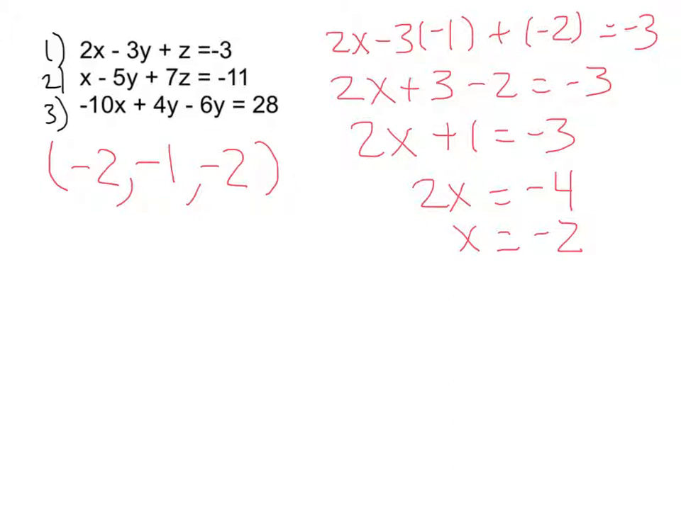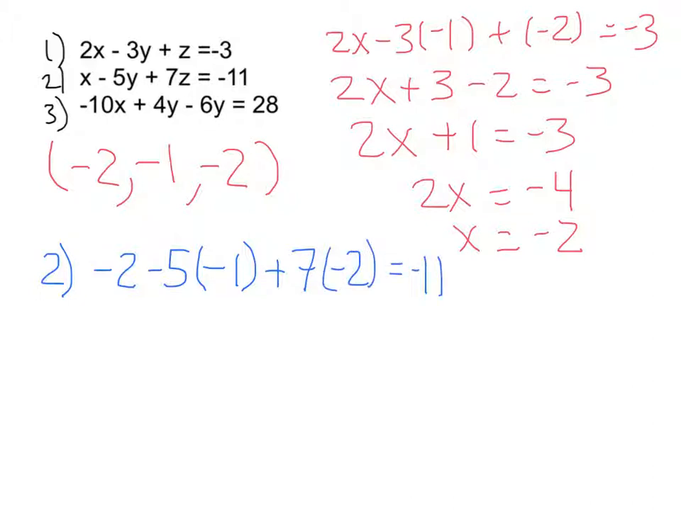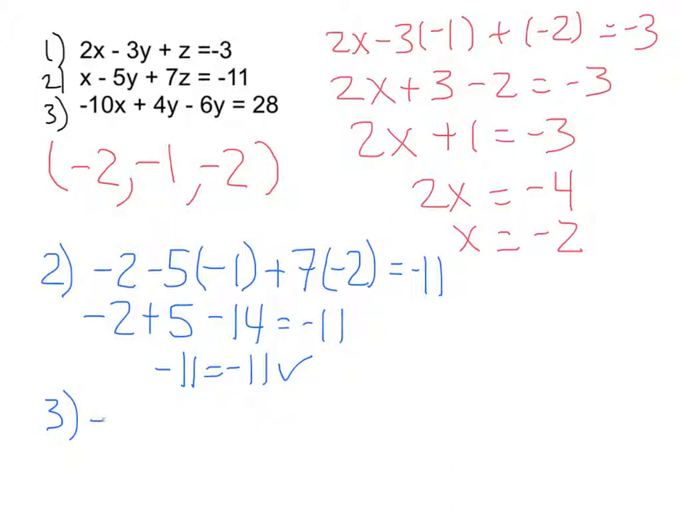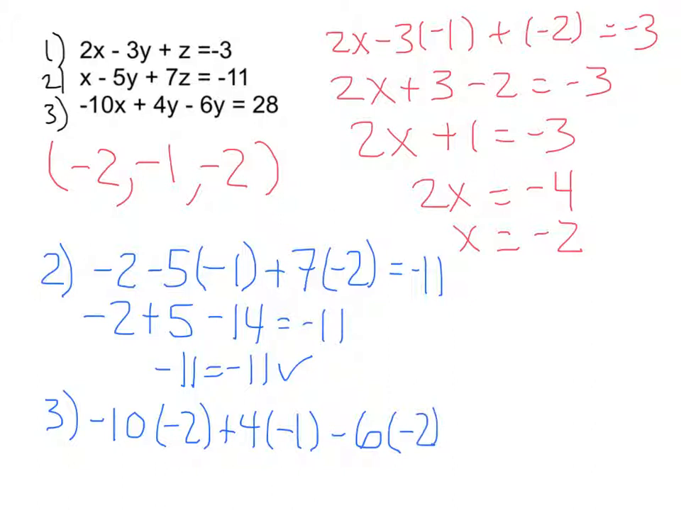And that's the coordinate point that's going to work in all three systems, but I still have to check in number 2 and in number 3. So this part is where I just plug in my three values, negative 2, negative 1, and negative 2. And it works in equation number 2, and hopefully it works in equation number 3 as well. Negative 10 times negative 2 plus 4 times negative 1 minus 6 times negative 2. That should be a z, not a y.